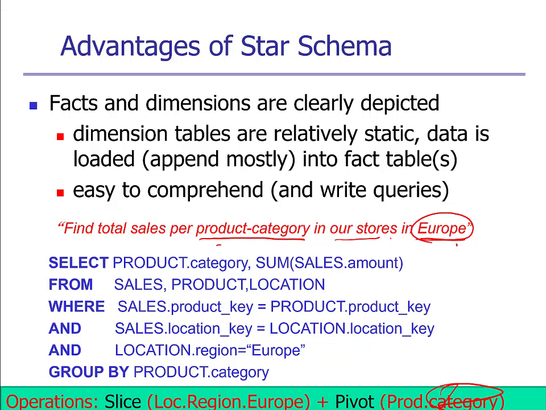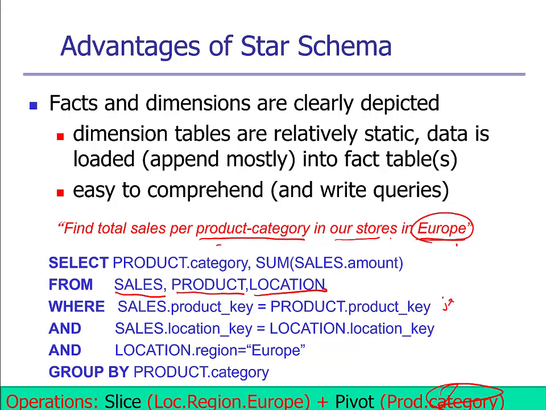In order to translate this into SQL, it's kind of easy. We first decide which tables need to be joined together. So sales, of course, this is the fact table. We always need to have the fact table, and then the product table, because we need the product category, right? Location, because we need to do the slice on Europe, which is a specific location, right?